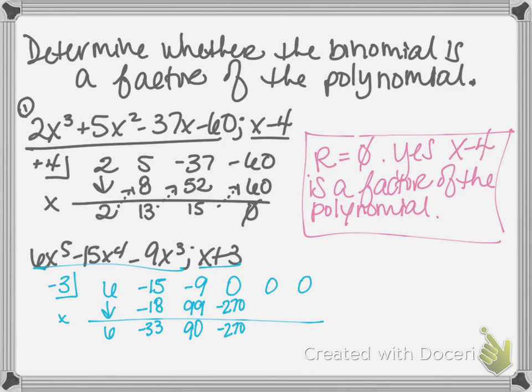Add that to 0. And we have to multiply by negative 3 again, which will give us 810, which we carry down. And we again multiply by negative 3, which will give us negative 2,430, which we add downward: negative 2,430.